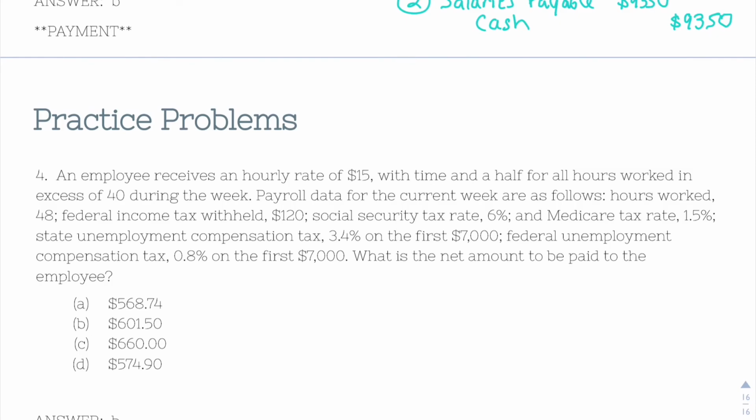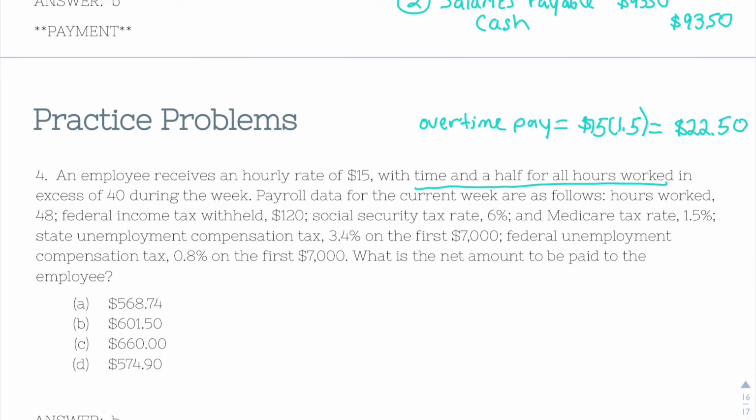And then last question. This one is kind of a common one you might see. So we're going to take it step by step. Long question. It says an employee receives an hourly wage of $15 with time and a half for all hours worked in excess of 40 hours during the week. So automatically that means they get overtime pay of time and a half. So their overtime pay is equal to their $15 regular rate times 1.5, which is $22.50 per hour overtime pay for all hours worked in excess of 40 hours during the week.